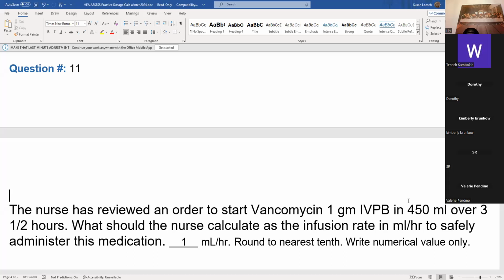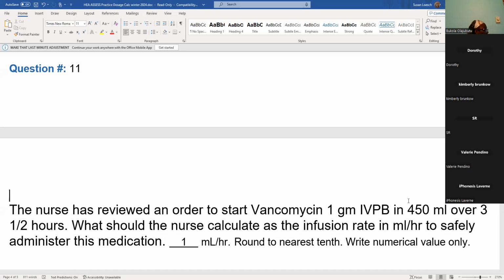All right, so what is your volume here? This is volume over time in hours. 450, because gram is a strength. Vanco 1 gram is a strength, so you can't use that, okay? You have to use volume over time in hours here. So volume is 450, and your time in hours is what? 3.5. So what did you get? 128.6.